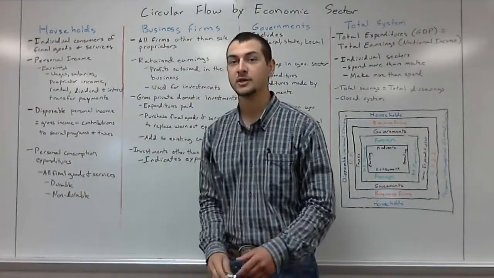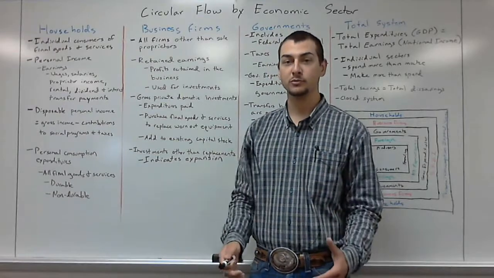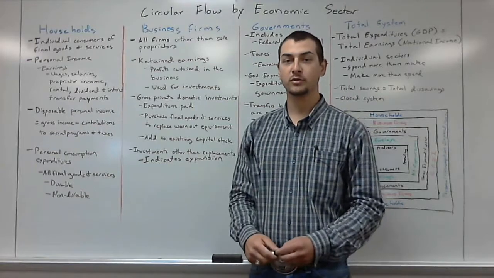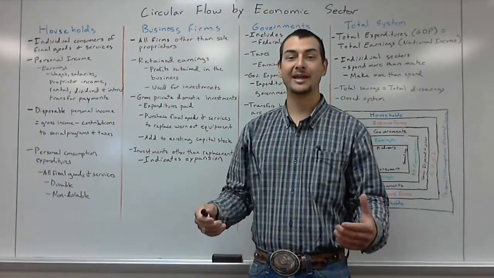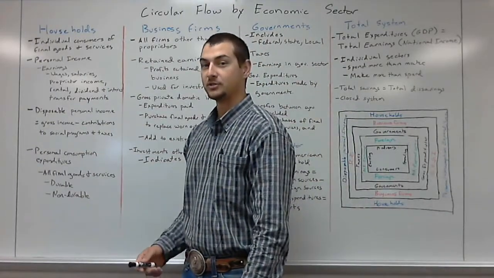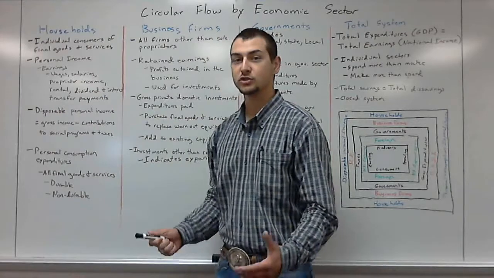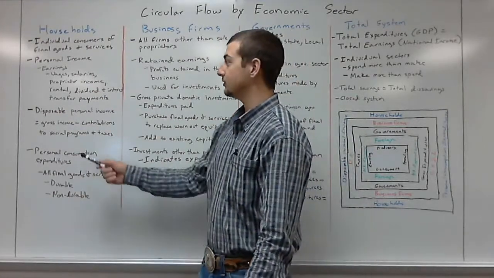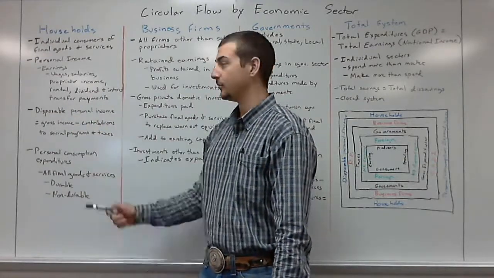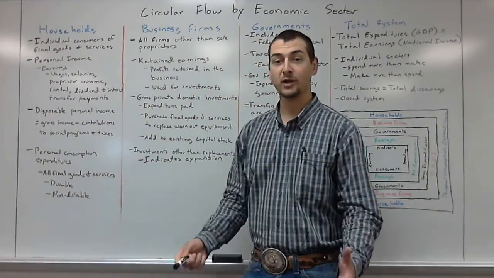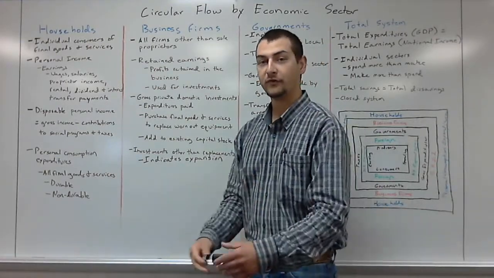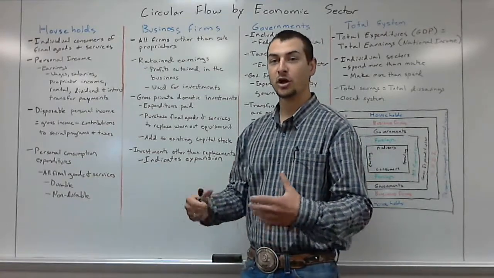So what are households? Households are the individual consumers of final goods and services. If you are an individual consumer of a final good or service, you are considered a household. So, like I said, they have both earnings and expenditures. Their earnings are going to be the personal income. That's going to account for wages, salaries, proprietor's income, rental income, dividend and interest payments, as well as transfer payments. Transfer payments are often seen as social welfare payments. These are your unemployment checks.